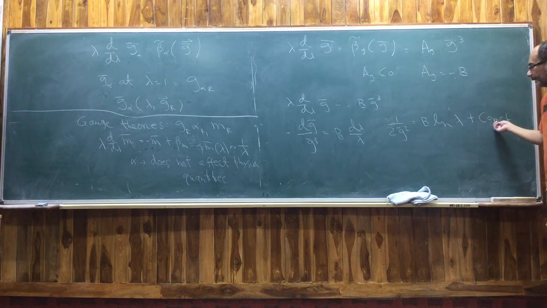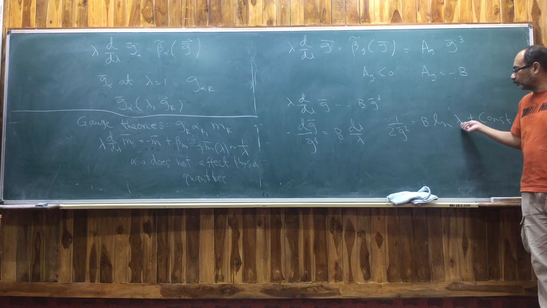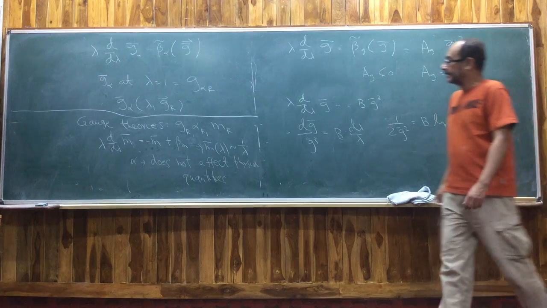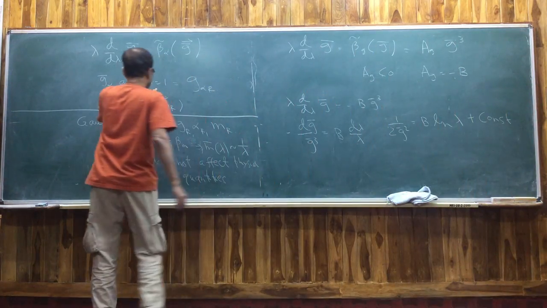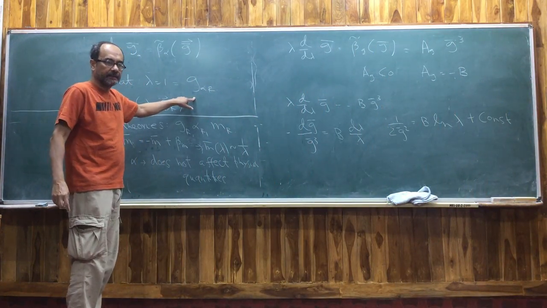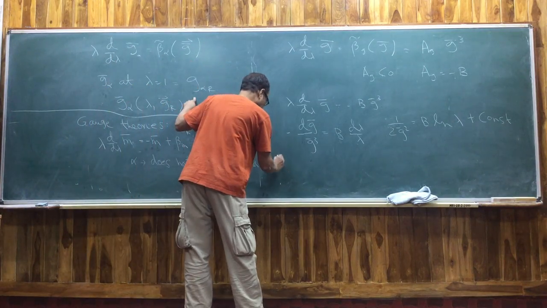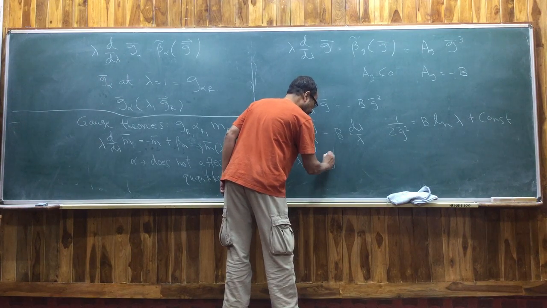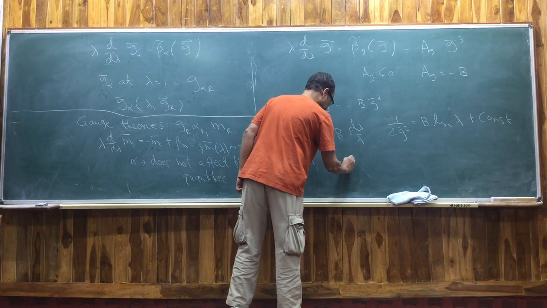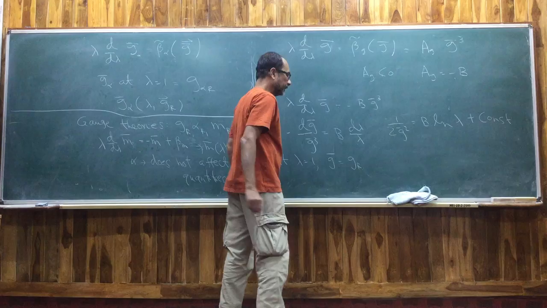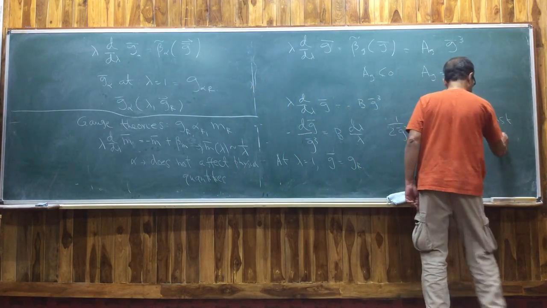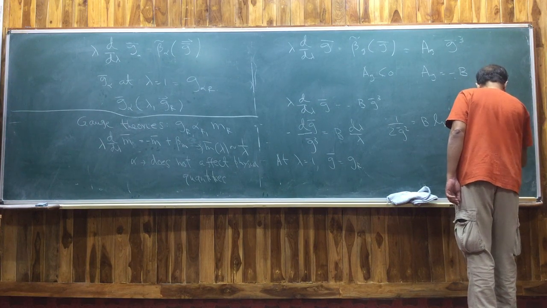And this constant is determined by saying that at lambda equal to 1, g bar must be equal to g r. That's the initial condition, that g bar alpha at lambda equal to 1 is g alpha. So at lambda equal to 1, g bar is g r. So this determines that this constant is 1 over 2 g r square.